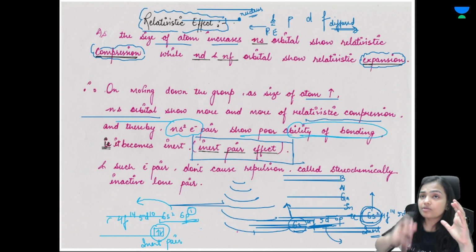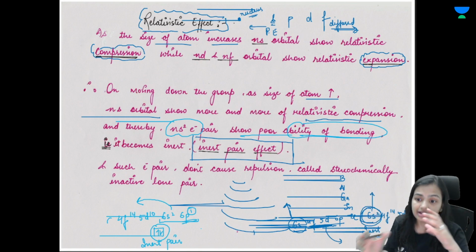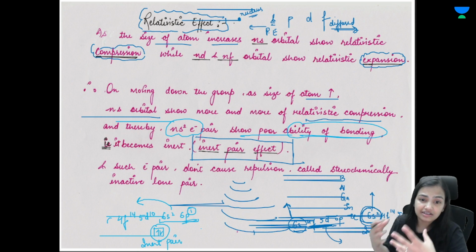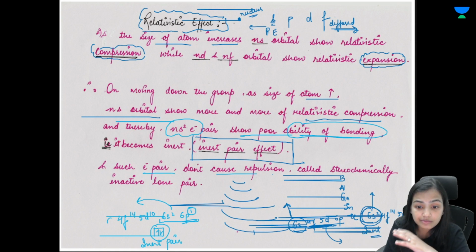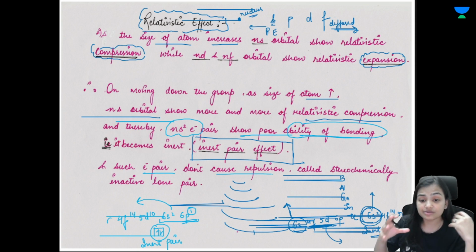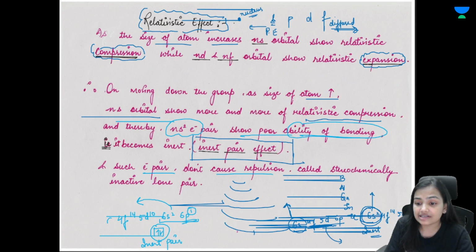Okay, a lone pair is the one which is freely available for bond formation, but this is an inactive pair of electrons, a non-bonded pair which cannot participate in bond formation. Such an electron pair doesn't cause repulsion, because it is being compressed towards the nucleus. So we can say that this is a stereochemically inactive lone pair.